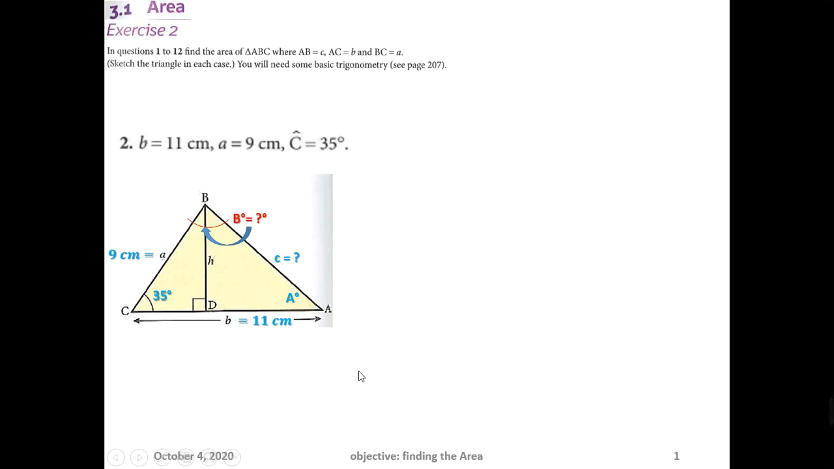Now, if we look at this question, we have a known side and another known side here, and there is an angle in between. So we must think about using the sine rule or the cosine rule. This angle here is 55.